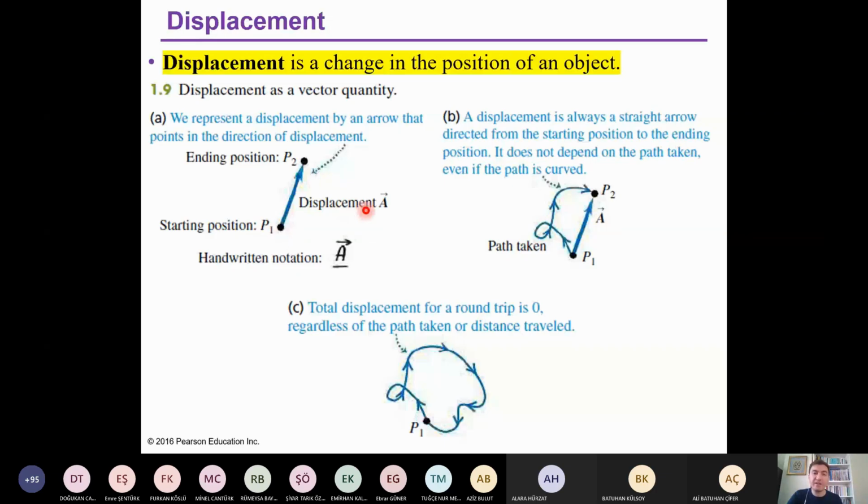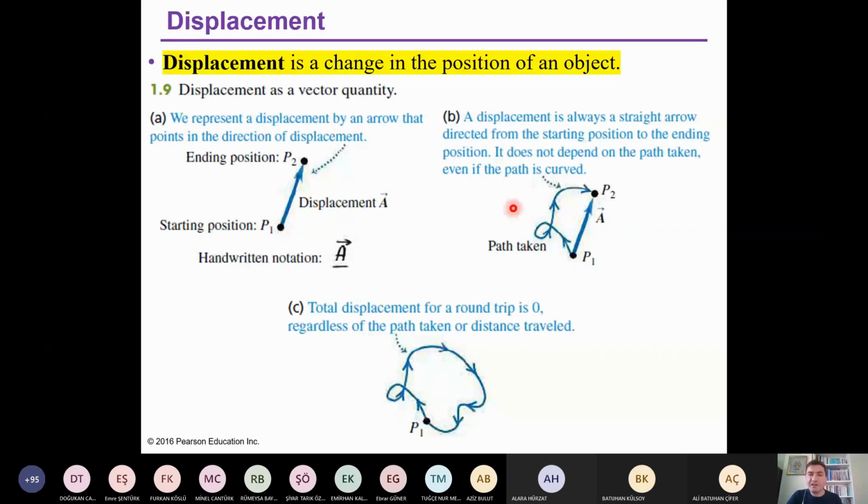And displacement is a vector, okay? Displacement is a vector, don't forget. It has magnitude. For example, the distance is 1 kilometer, let's say, and it has a certain direction. Magnitude, 1 kilometer, direction is this one. So this is the displacement.